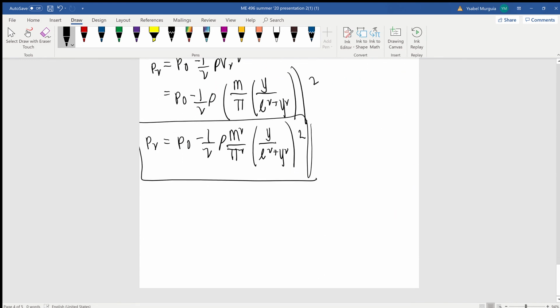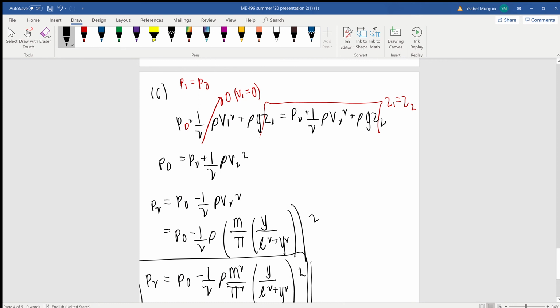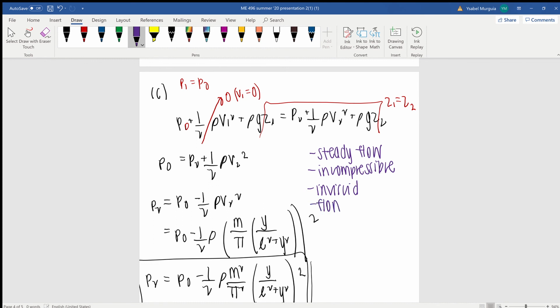Oh, actually, something that I forgot to mention. We used Bernoulli's equation. Why were we able to use Bernoulli's equation? We actually do have to say why. Bernoulli's equation can only be used if the fluid has steady flow. These are the conditions that we must satisfy: steady flow, it must be incompressible, inviscid, and it has to flow along a streamline.